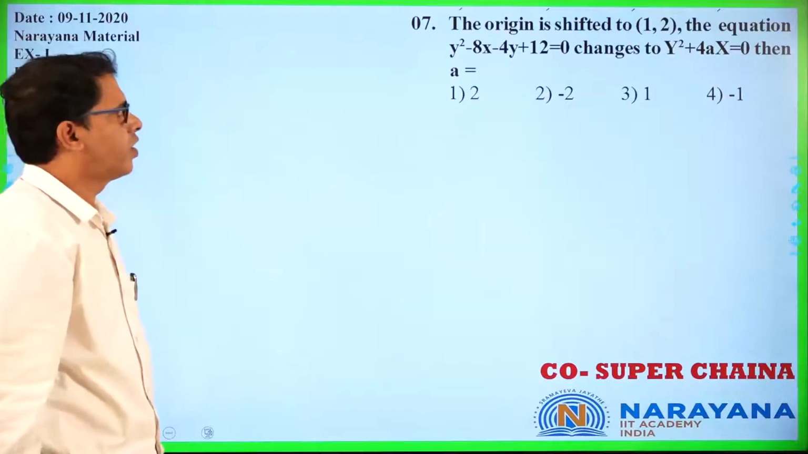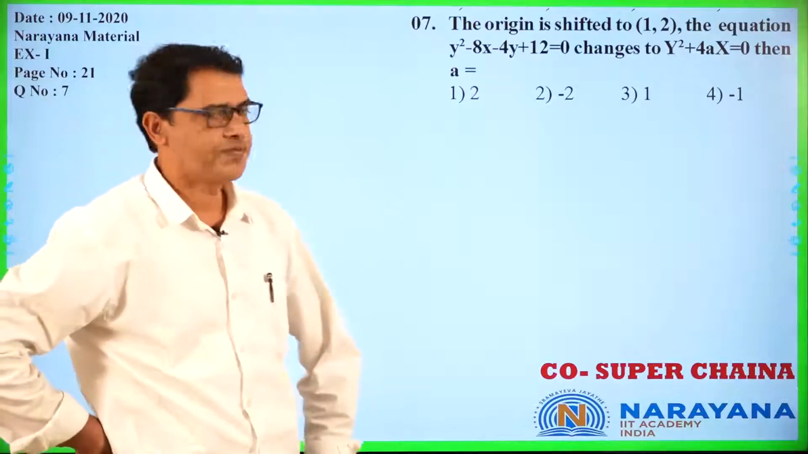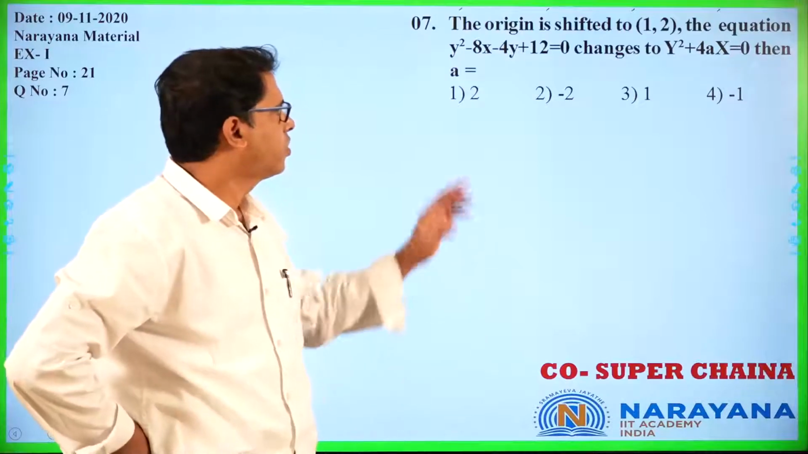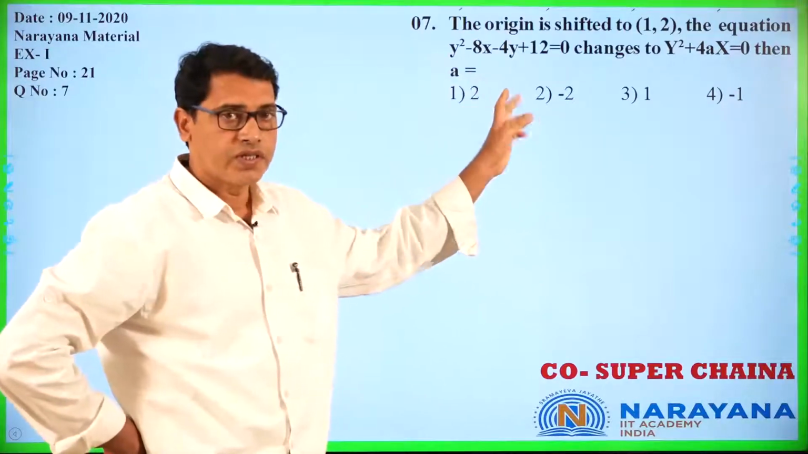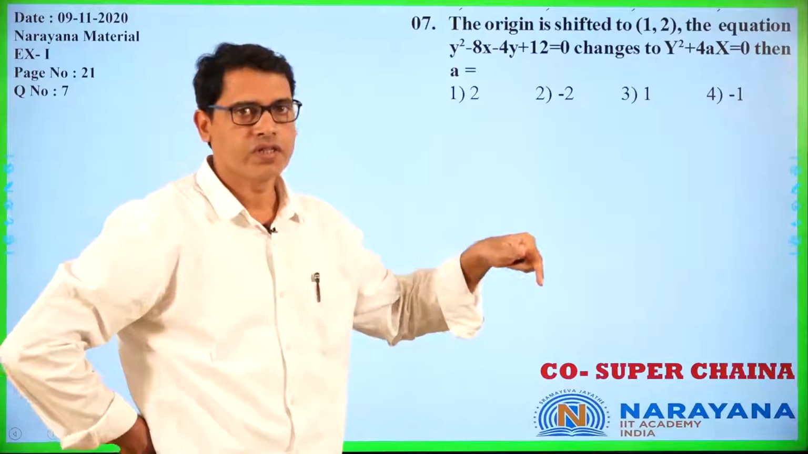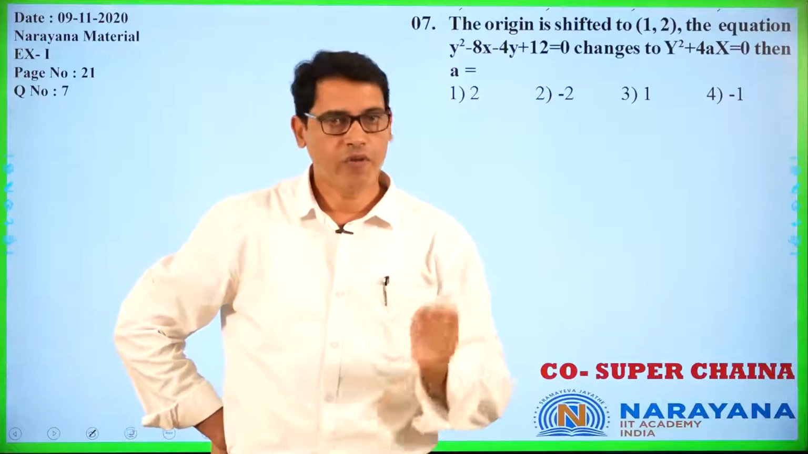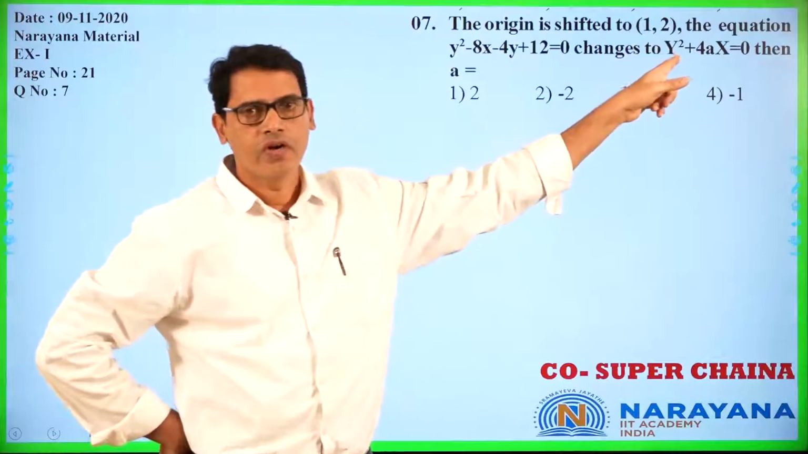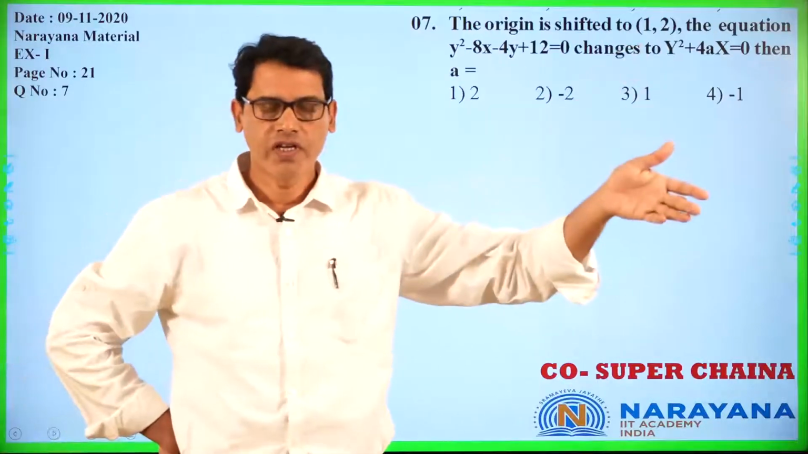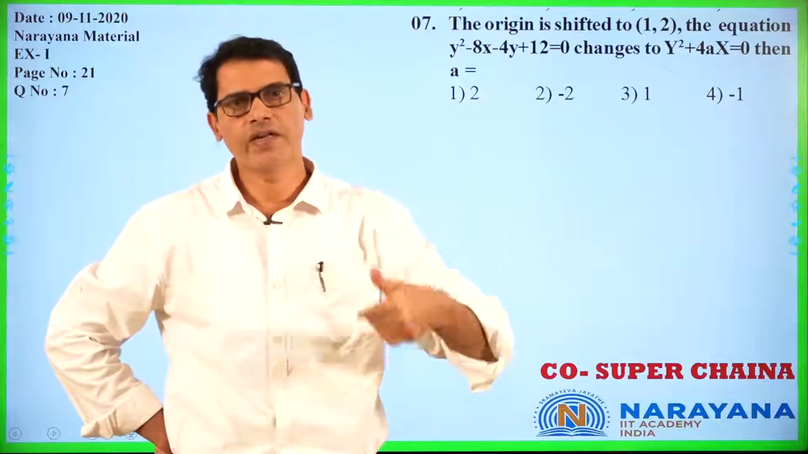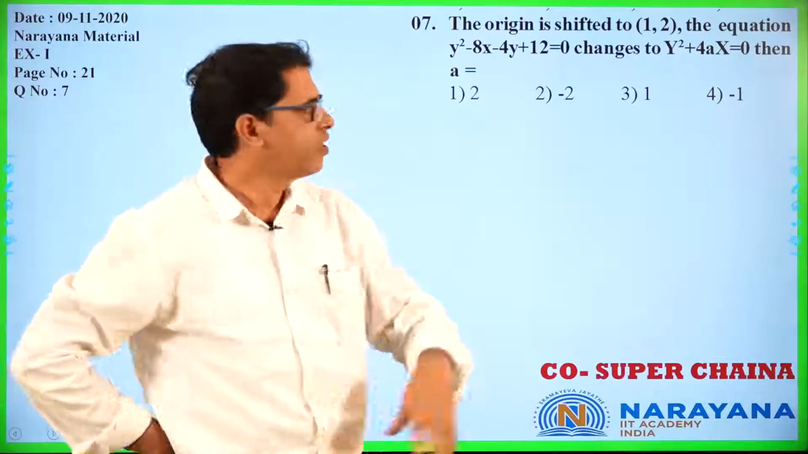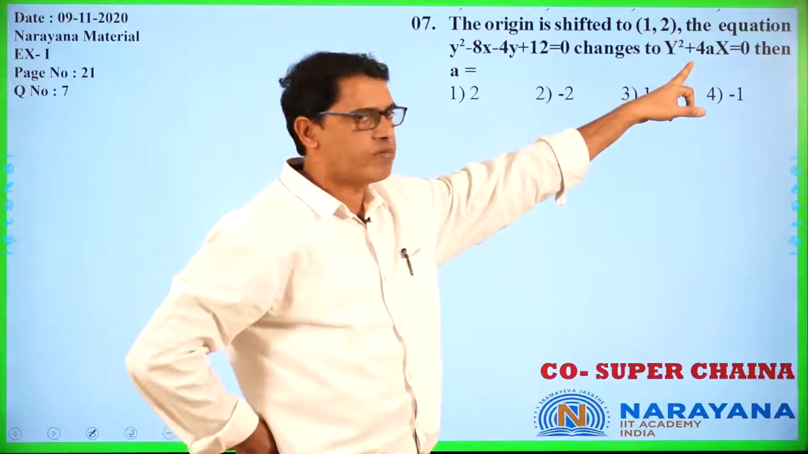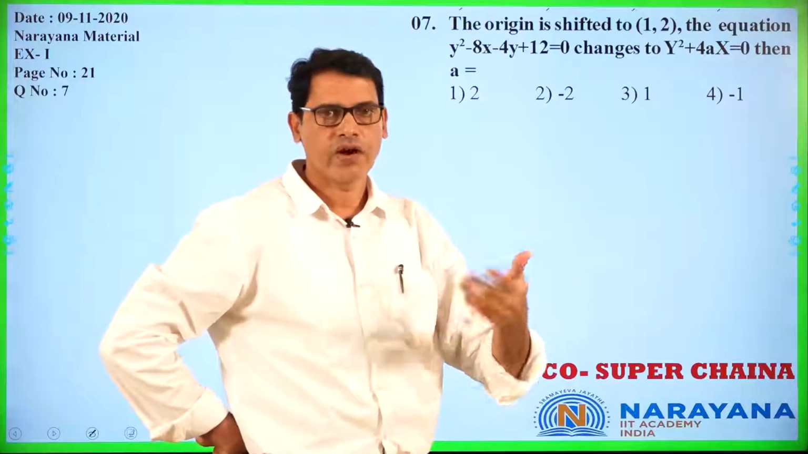See, the origin is shifted to 1 comma 2. The equation changes, means the same as the previous. But here the thing is, a translated point is given. In the previous question, the translated point was not given. We found the translated point, then we found the transformed equation. But here, the original equation is given, the point is given, and this is a transformed equation. Very simple. So find the transformed equation.